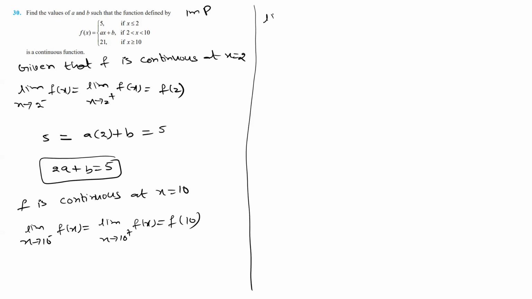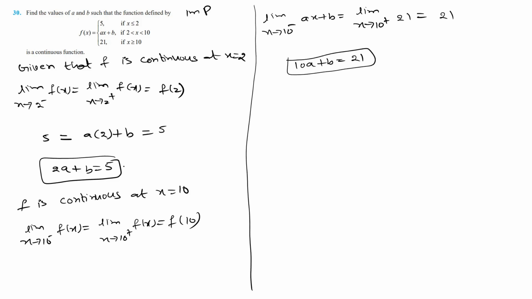Okay. So limit x tends to 10 minus of f of x. 10 minus means less than 10, that is ax plus b, which is equal to limit x tends to 10 plus. 10 plus means greater than 10, that is 21 we will get, which is nothing but f of 10 also we will get 21 only. So if you substitute 10 here, 10a plus b is equal to 21. So we are taking only two values here. This is equation 1 we are taking. This is equation number 2.